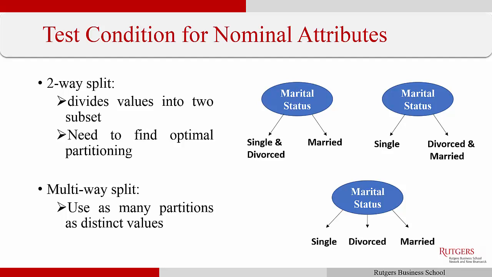And the second is the multi-way split. Just use as many partitions as distinct values. So here we have a 3-way split. We have a single group, we have a divorced subset, and we have a married subset.